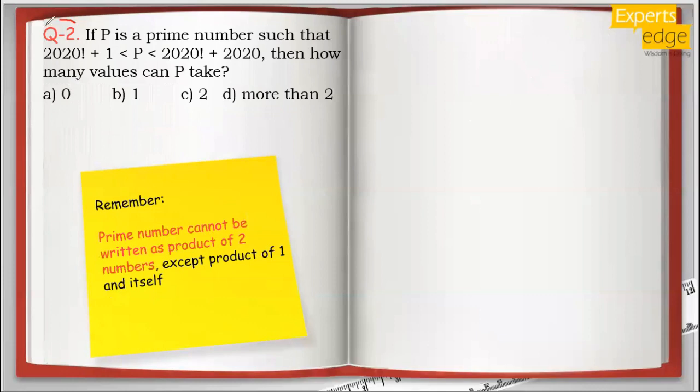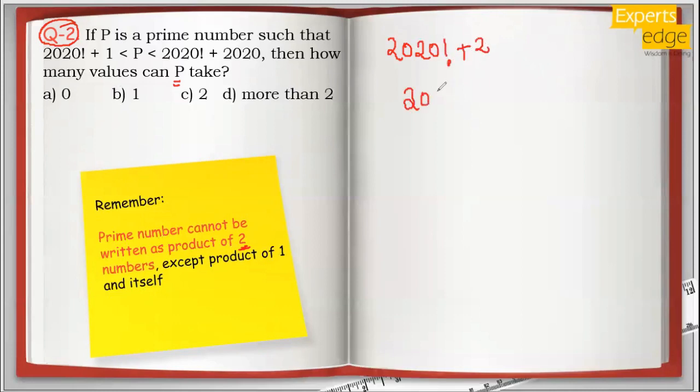Now this is the second question. If P is a prime number such that it lies in this range, how many values can we take? So the same logic which we used for the derivation of 6k plus minus 1, that any composite number can be written as a product of two numbers. So what is the lowest number you can see here? It has to be greater than this number. The lowest number will be 2020 factorial plus 2.